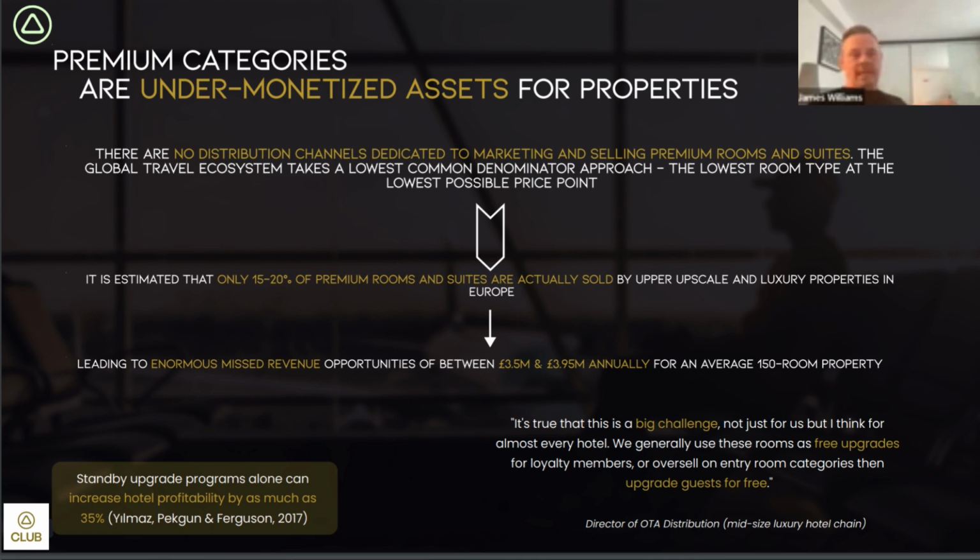The biggest sellers of accommodation, if you consider Expedia and Booking to be amongst those, their business model focuses on a lowest common denominator approach. They offer the lowest room type, the lowest board basis, the lowest price point, and they focus on selling volume. So hoteliers really struggle to be able to showcase the inventory that they have. The content that accompanies these is terrible, and they struggle to sell them.